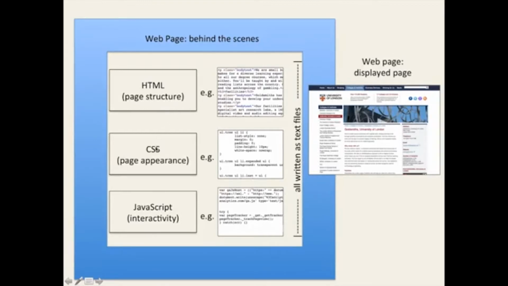And then we have what's known as CSS. CSS is what defines the appearance of a page. So we'll see things here like the margins, the paddings, the line height, the white space, and what the backgrounds are.